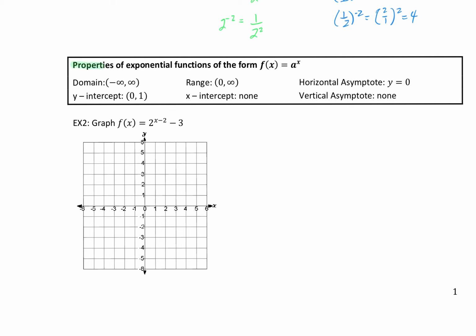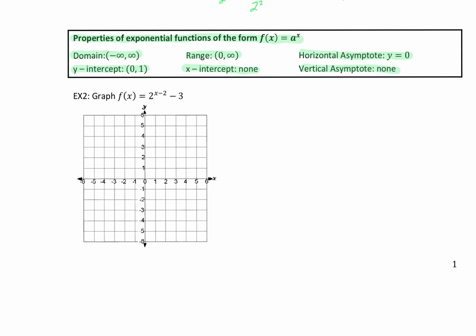Properties of exponential functions of this form, some base a to the power x. Domain, all real numbers. Range, 0 to infinity, but don't include 0. Horizontal asymptote, y equals 0. The y-intercept is the point (0, 1). There is no x-intercept, and there's no vertical asymptote with these exponential functions. But that's if it's not translated or transformed in some way.